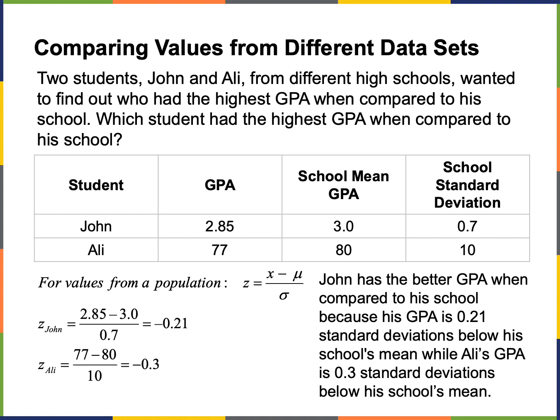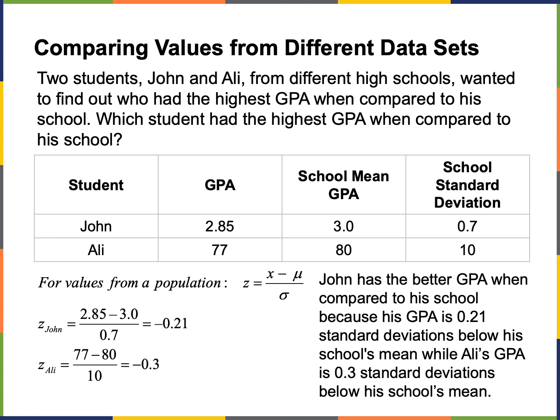Suppose you have two students, John and Allie, from different high schools, and they want to find out who had the highest GPA when compared to his or her school. So how would we do that? They go to different high schools. John has a GPA of 2.85 when the school mean is 3.0, and the standard deviation for the school is 0.7. Allie's GPA is a 77, but the mean GPA is 80, and the school standard deviation is 10.